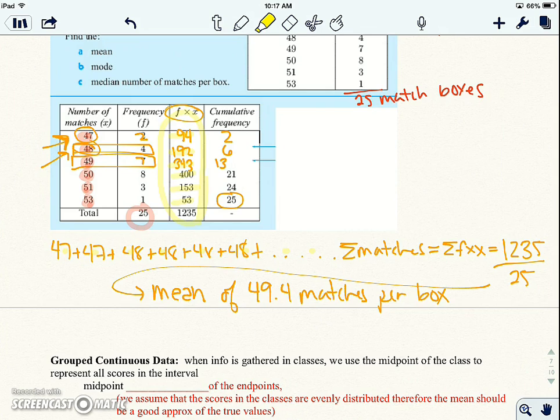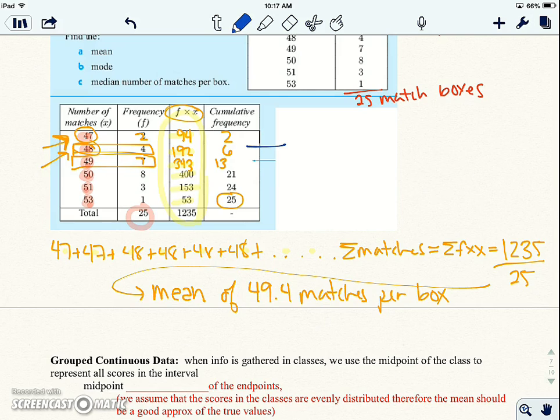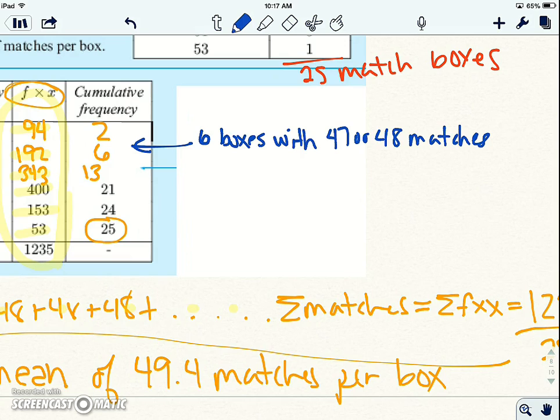Now, I want to point something out. Okay, this arrow right here means that there are 6 boxes with 47 or 48 matches. Okay. Specifically, 2 with 47 and 4 with 48.